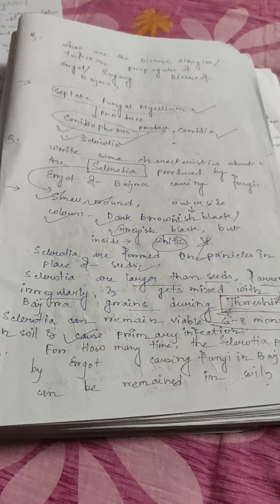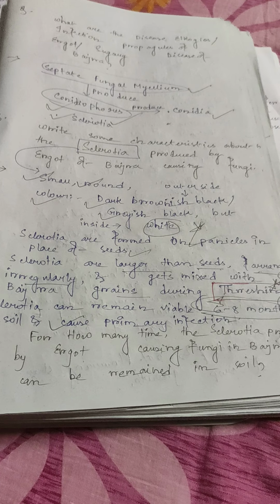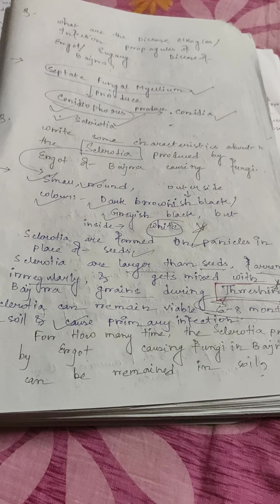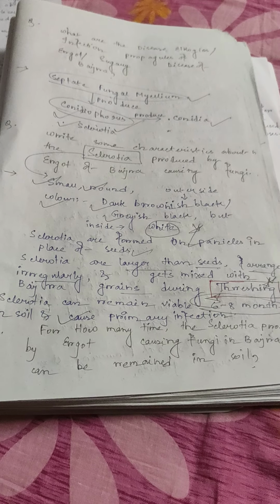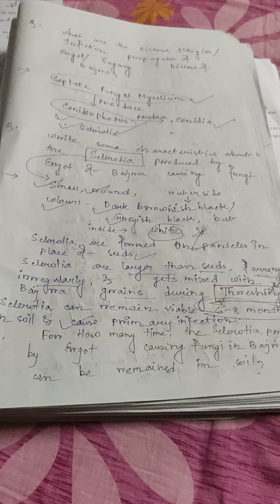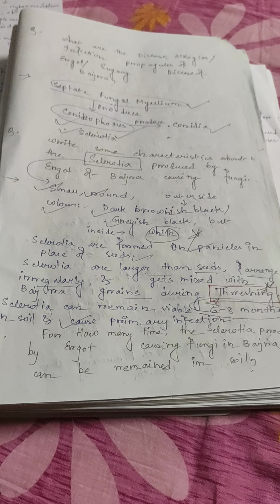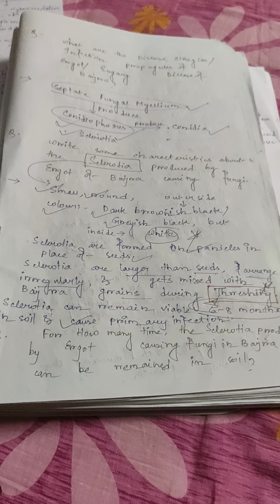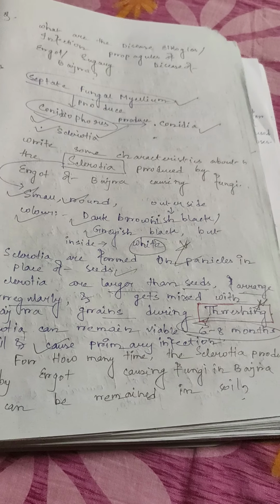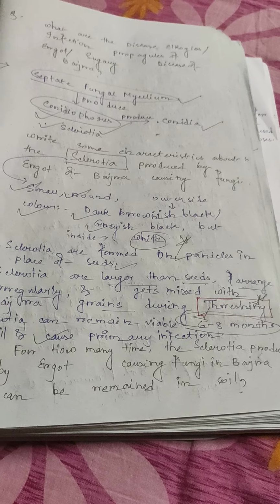So sclerotia is small, shape is round, color is dark brownish black or greyish black on the outside and white on the inside. Sclerotia are formed on the panicles in the place of seeds. Sclerotia replace the seeds. Sclerotia are larger than the seeds, arranged irregularly and get mixed with the bajra grains during the threshing process. Sclerotia can remain viable for 6 to 8 months in the soil and cause primary infection.